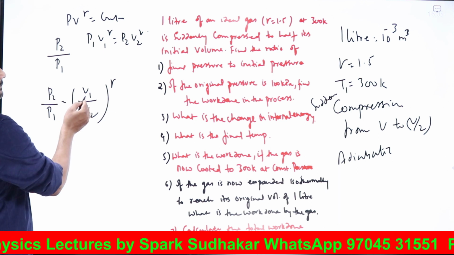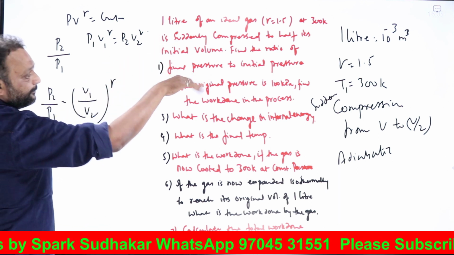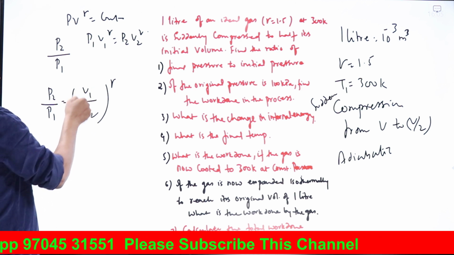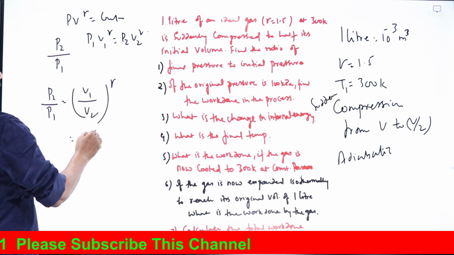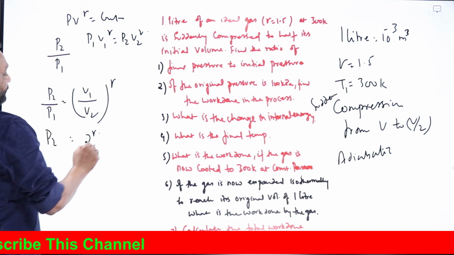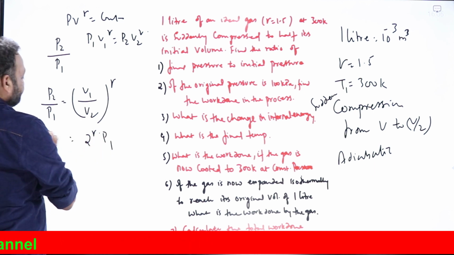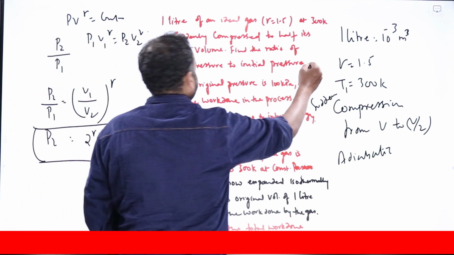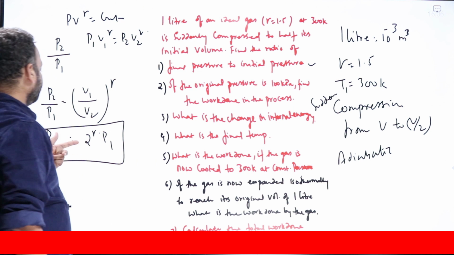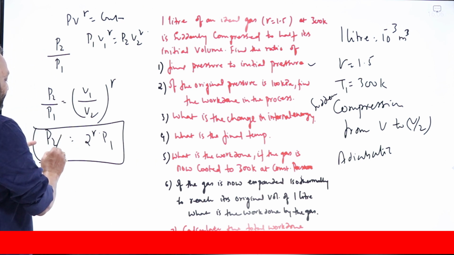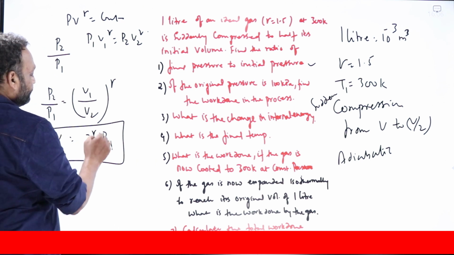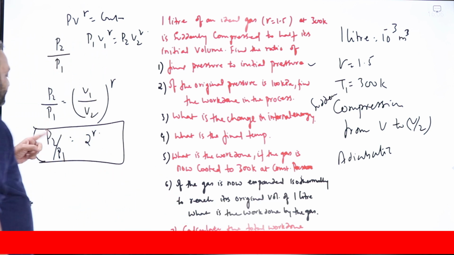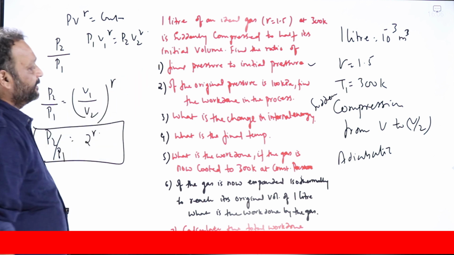Now what is V1? Initial volume is suddenly compressed to final volume V by 2. That is V2 equals V1 by 2. V1 gets cancelled, it will be 2 to the power gamma. Therefore, the final pressure is 2 to the power gamma times the initial pressure. So the ratio P2 by P1 is 2 to the power gamma. This is the ratio of final pressure to initial pressure.